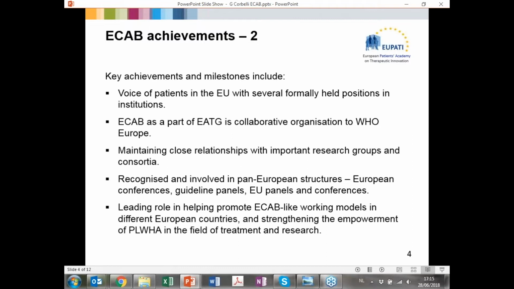In this way, the Ecab's work was recognized by the structures at the European level, and so we are invited to conferences. We are part of the guideline panels and all this kind of activities. And based on our experience, we are also trying, especially in recent years, to help other patient organizations in other disease areas develop a similar structure or adapt the Ecab structure to their needs, to create a better interaction between patients and stakeholders, mainly pharmaceutical industries. Next slide, please.